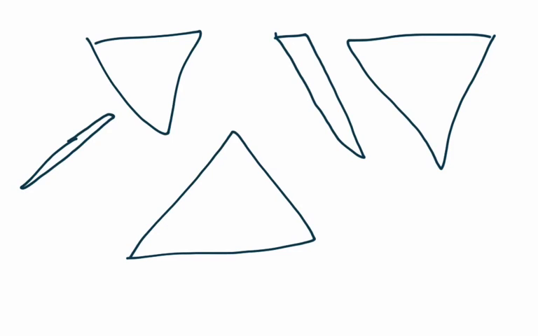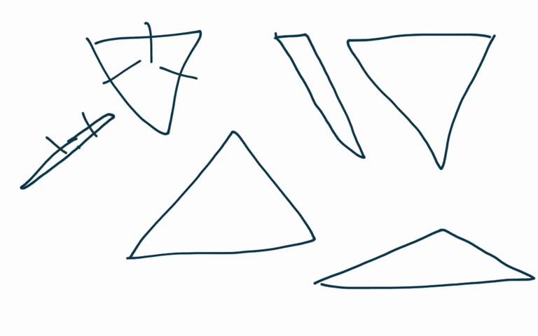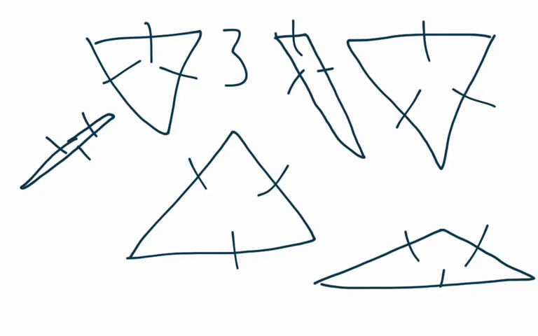Let me try what I was trying to do there. There we go. Alright, three sides. 1, 2, 3. Right. And that's what the term triangle means. Tri means three, so it's three sides.